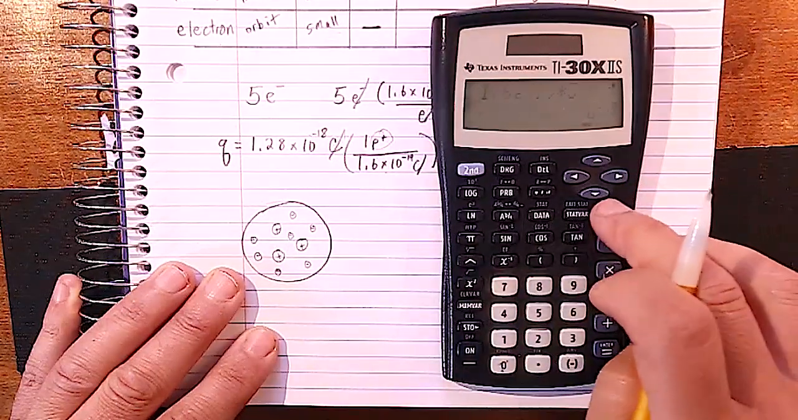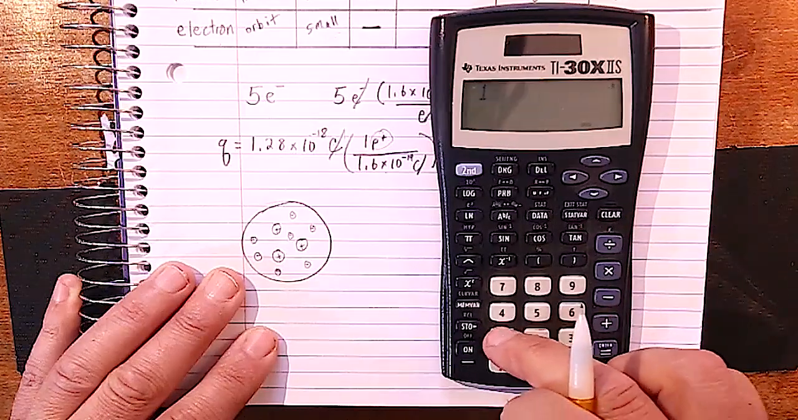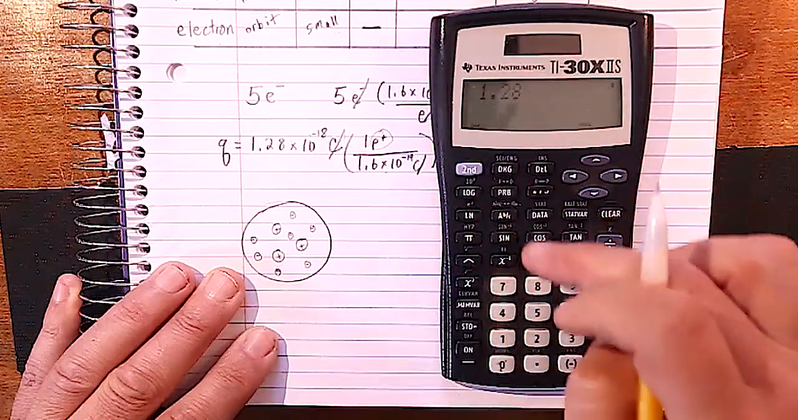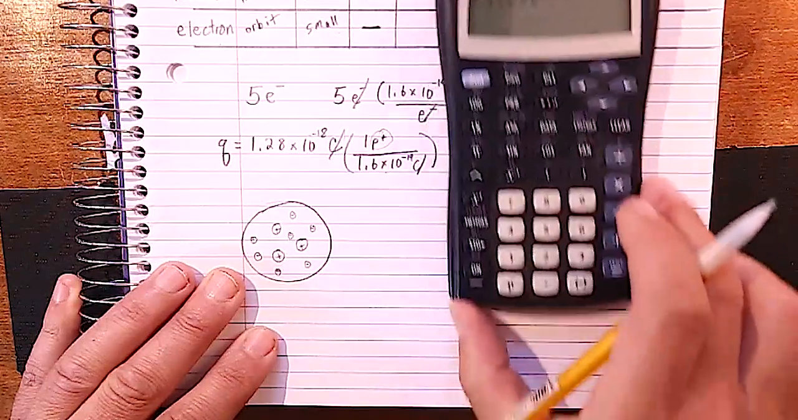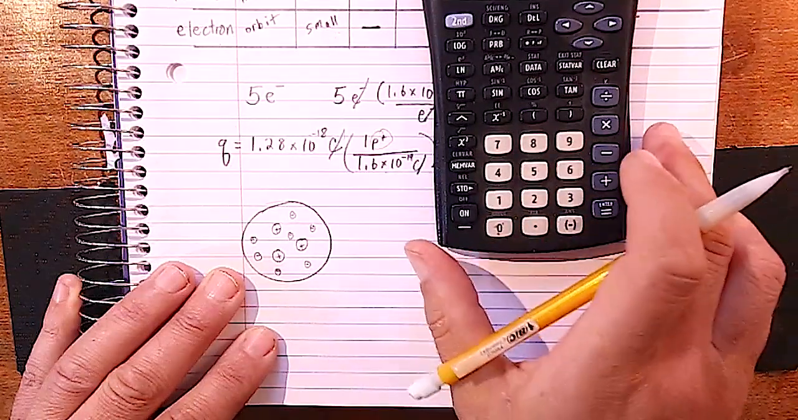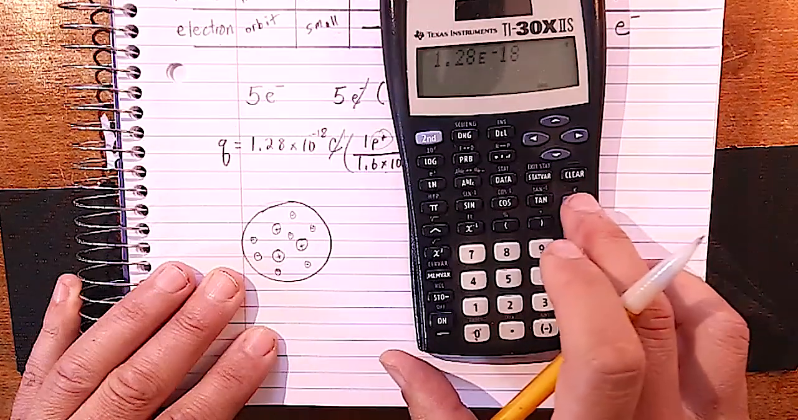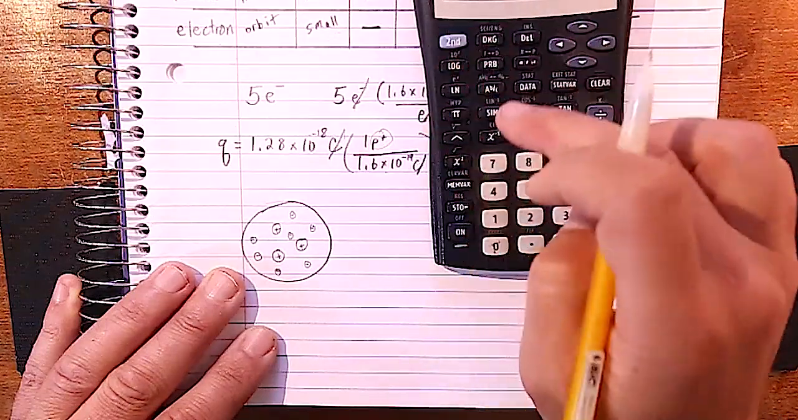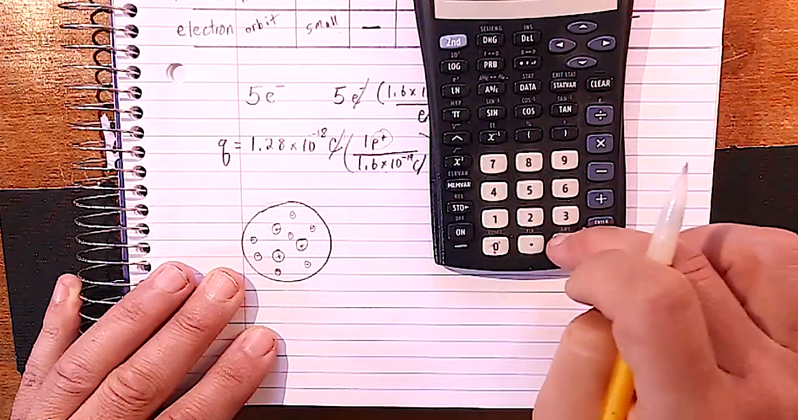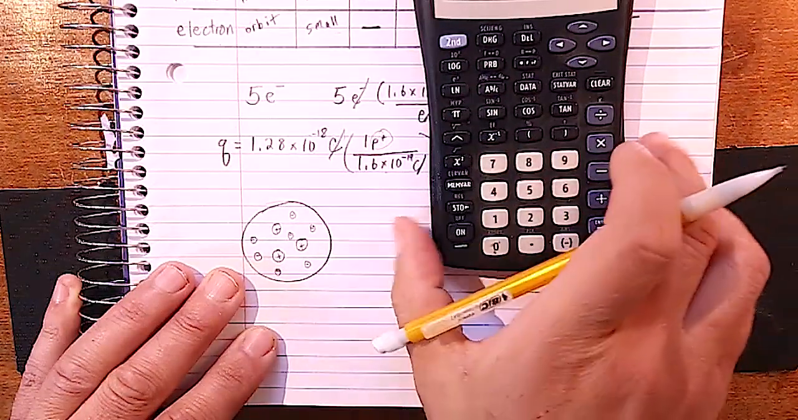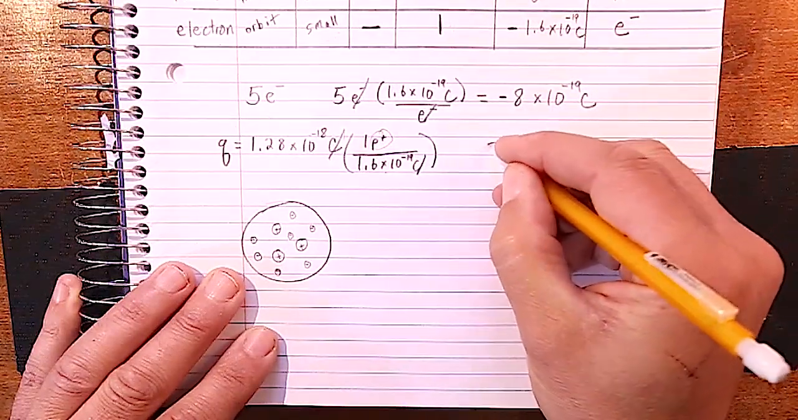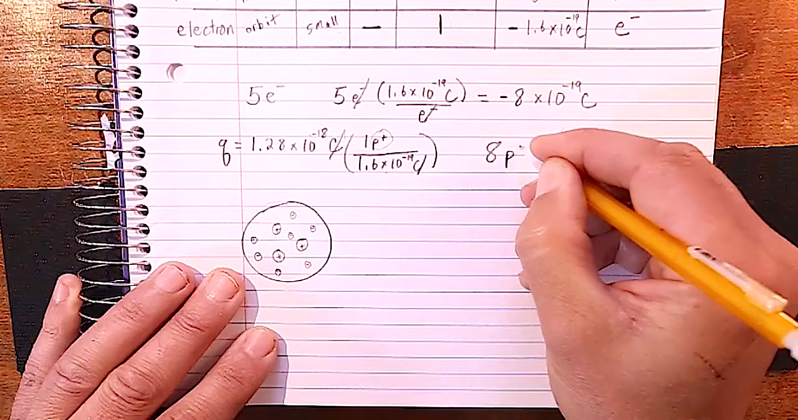So we do the same thing, which is our 1.28, second exponent, negative 18, and then we're going to divide that by 1.6, second exponent key, negative 19, and that gives us 8. So the answer is 8 protons.